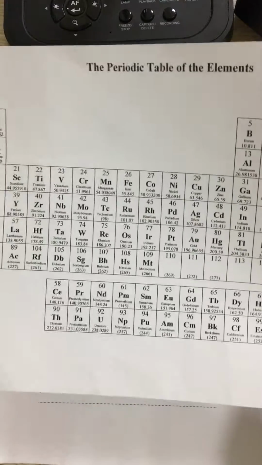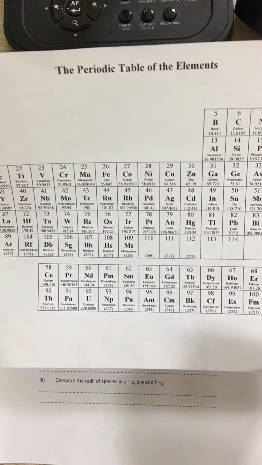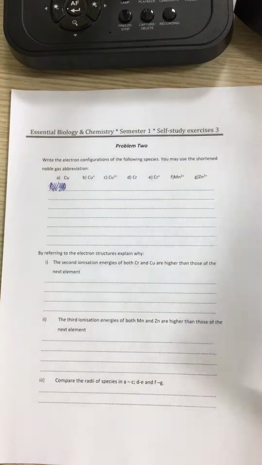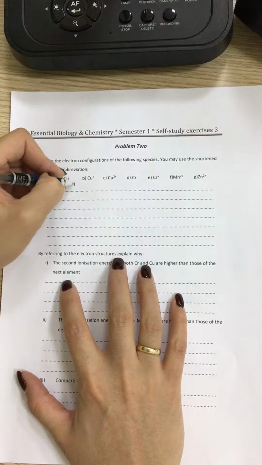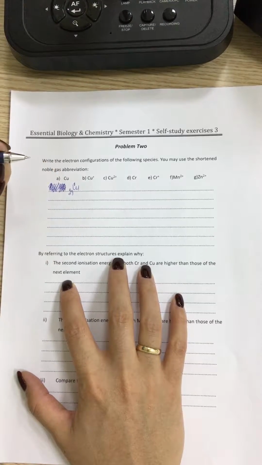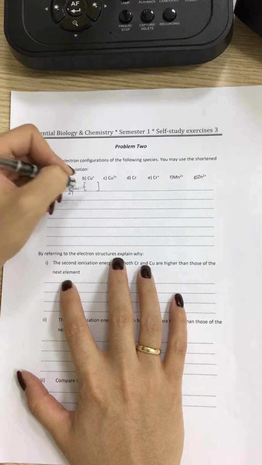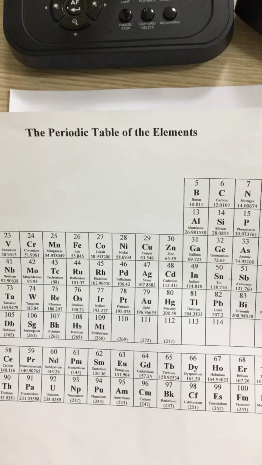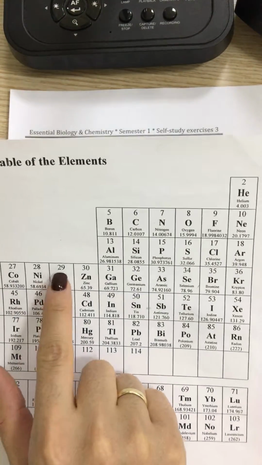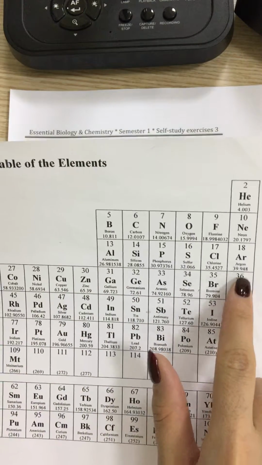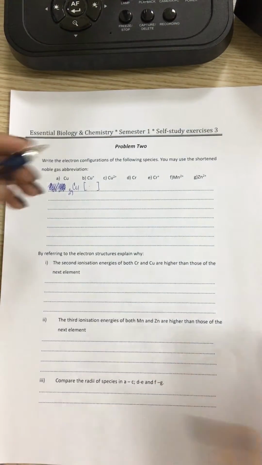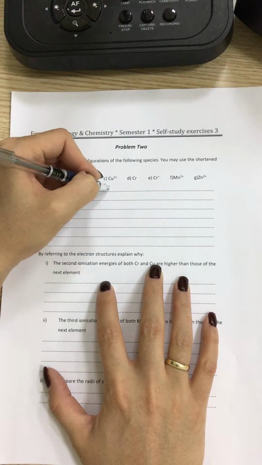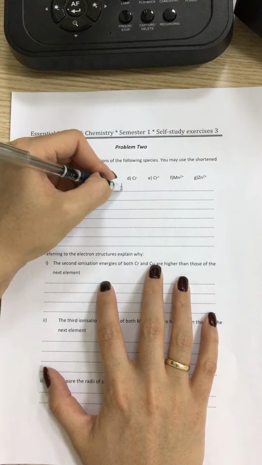I quickly find copper in the periodic table. The atomic number is 29, okay, so we can write that down. 29 electrons. The noble gas that we are going to use for copper is going to be the one that stands before copper. So the one that stands before is argon. Okay, argon, 18 electrons. The remaining electrons are 4s1, 3d10.